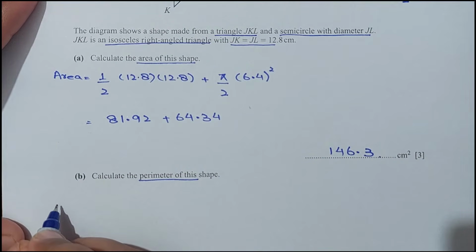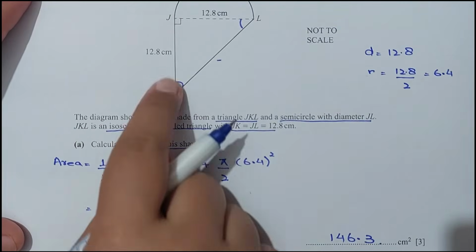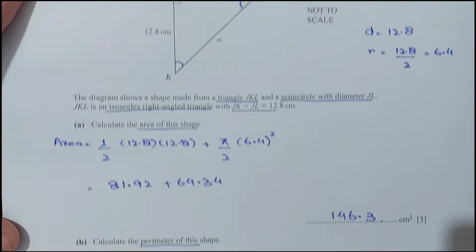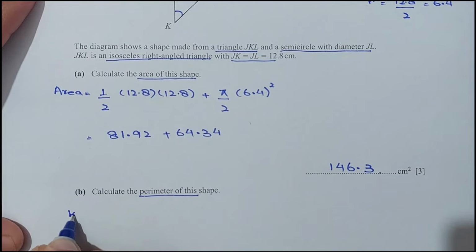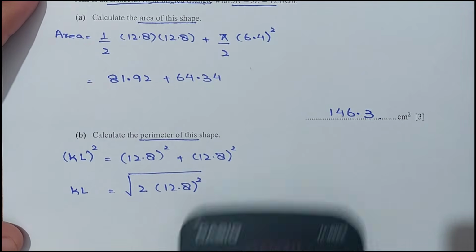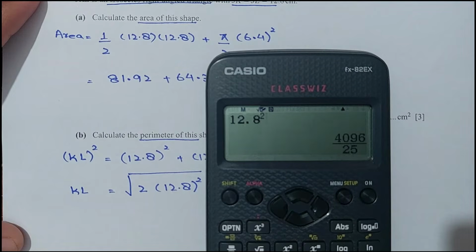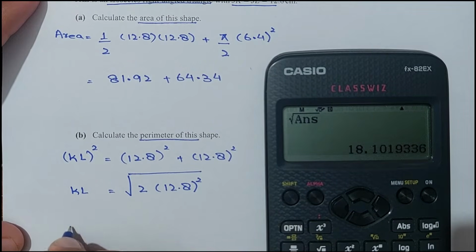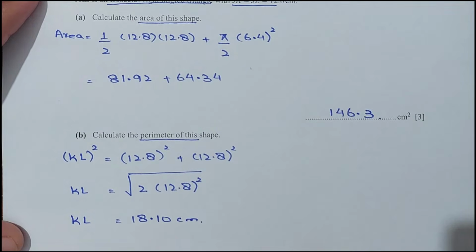So first consider the right angle triangle JKL. The two legs are given. Let's find the hypotenuse using the Pythagoras theorem. The hypotenuse is KL. Its square equals the sum of the squares of the other two legs of the triangle, right? So KL is the square root of 12.8 squared times 2. This is going to be 18.10. KL is 18.10 centimeters. We are done with KL.